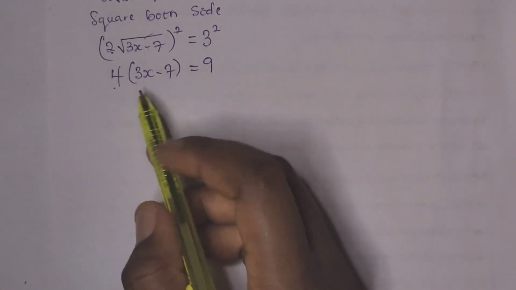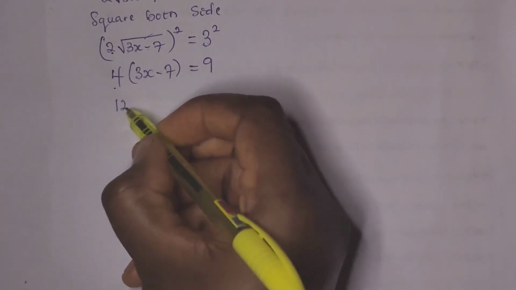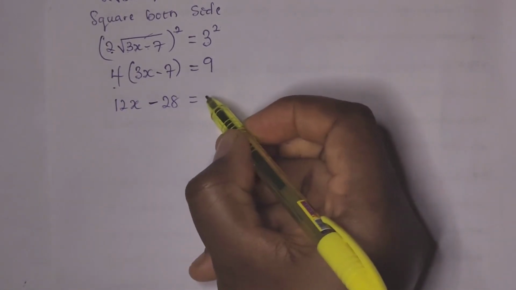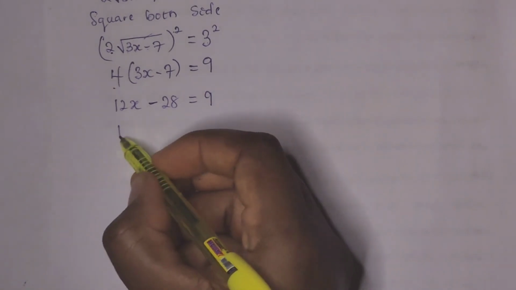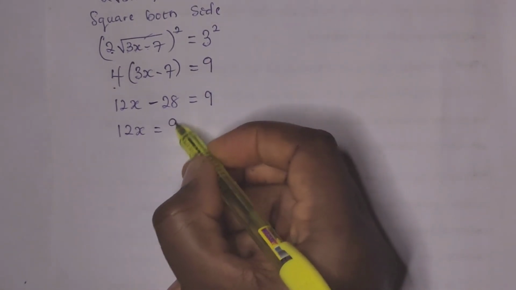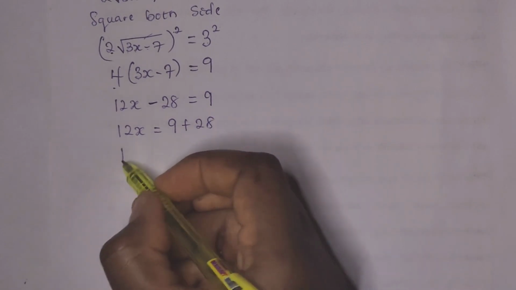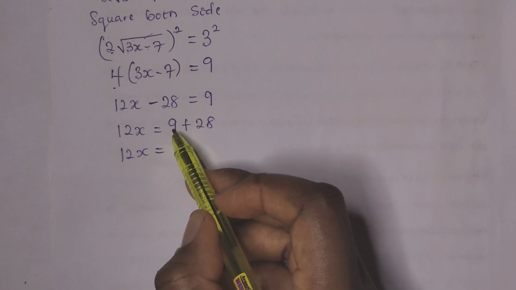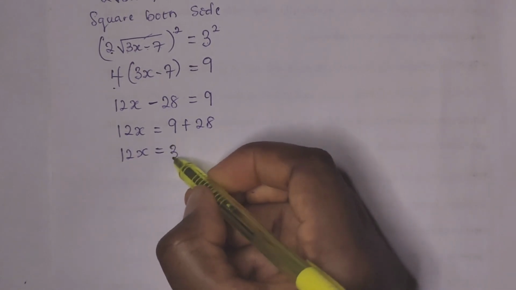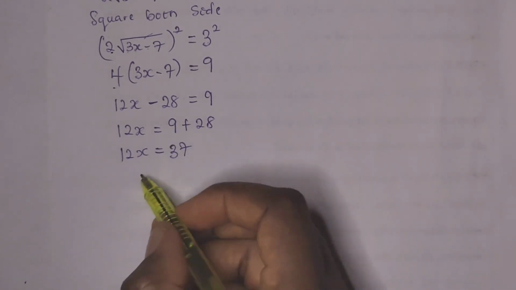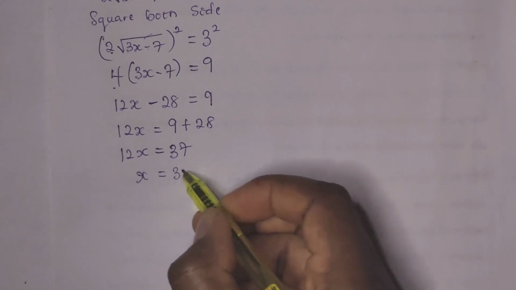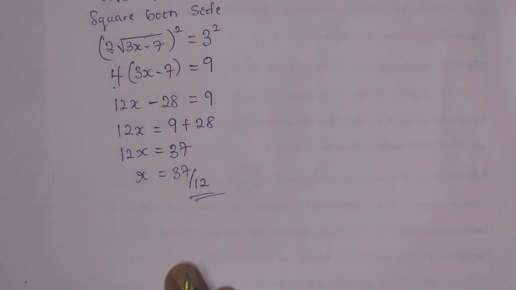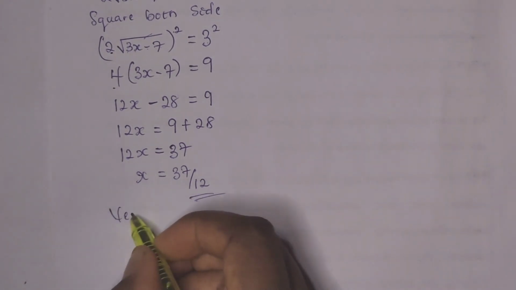So we open up this bracket. 4 times 3x, we have 12x. Minus 4 times 7, we have 28. All equal to 9. So this 12x equal to 9 plus 28. We have 12x equal to 28 plus 9. We have 37. So x will be equal to 37 over 12. So this is x. But we can verify this.